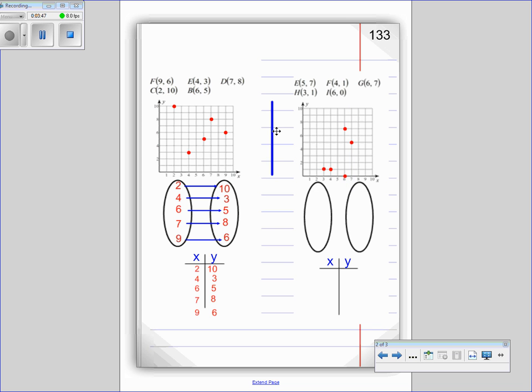That means that there is one x, in this case 6, that is associated with more than one y, and we can see that when we map it out here. All right, we can also see it when we put it in a table of values, that the same x appears twice, with different y's. All right, so take a moment and make sure that you have these notes on the inside of the foldable on page 133.